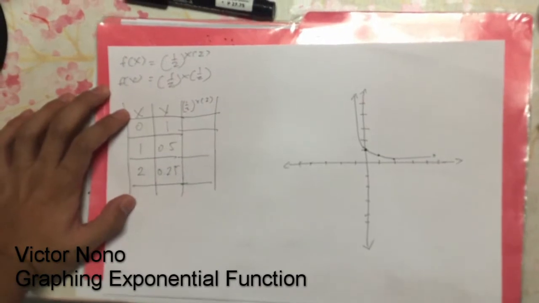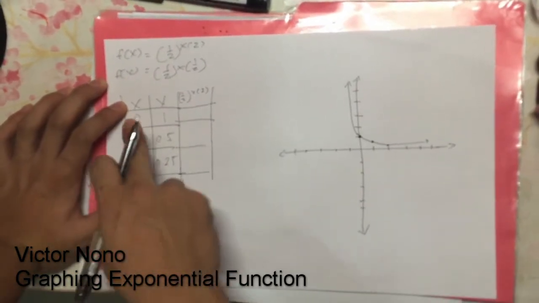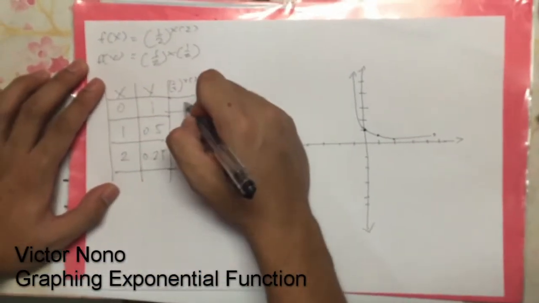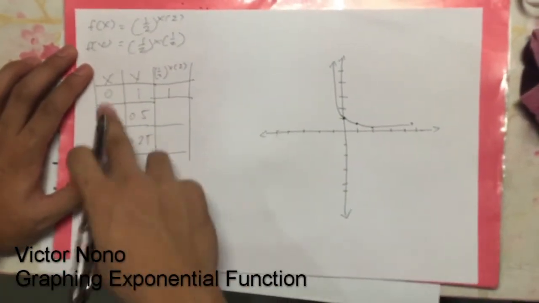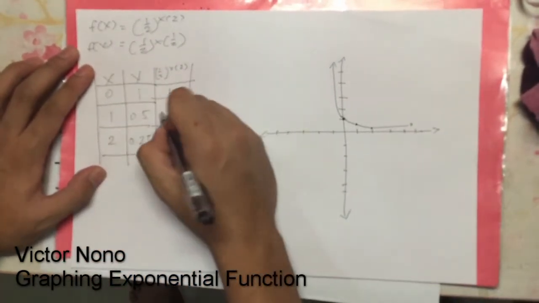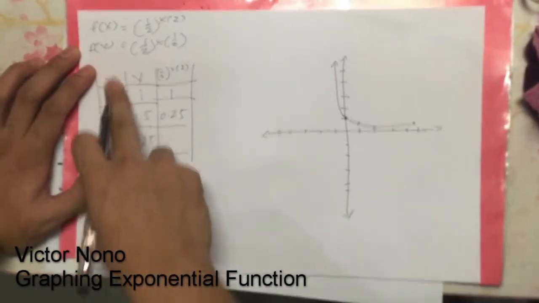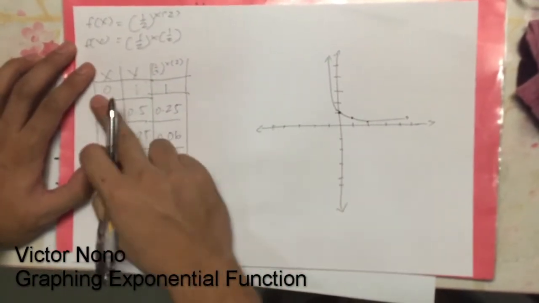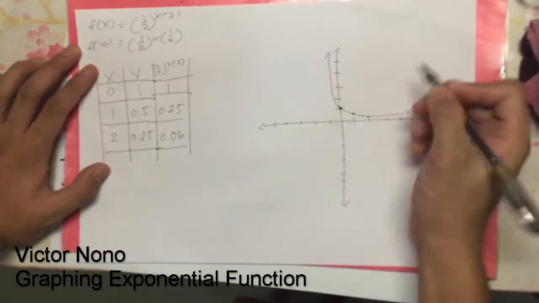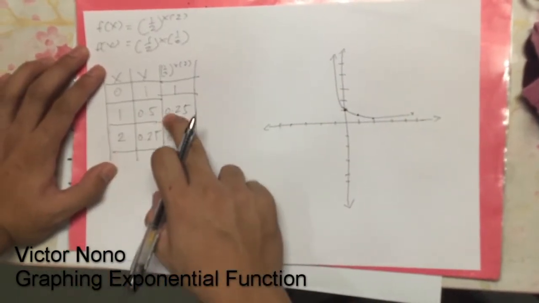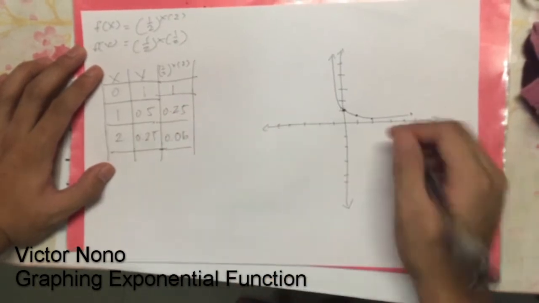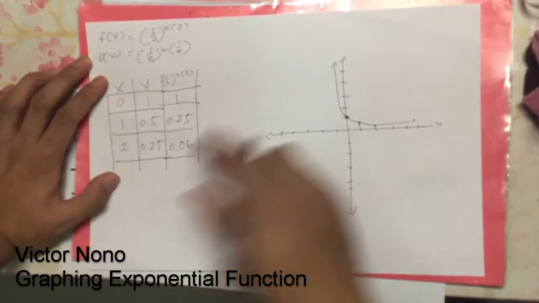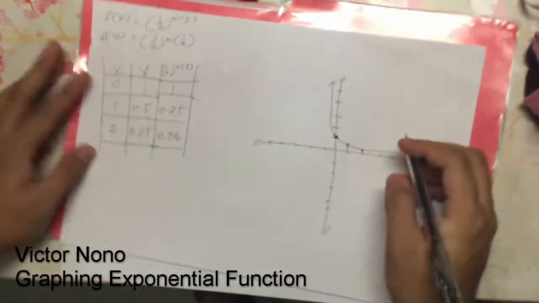As we did a while ago, we will just substitute the value of x to this function. So if you substitute 0 to this function, we will get 1. If you substitute 1, we will get 0.25. If you substitute 2, we will get 0.06. So let's graph 0 and 1, 1 and 0.25, 2 and 0.06. So the line will be like this.